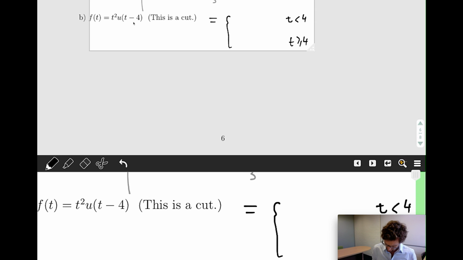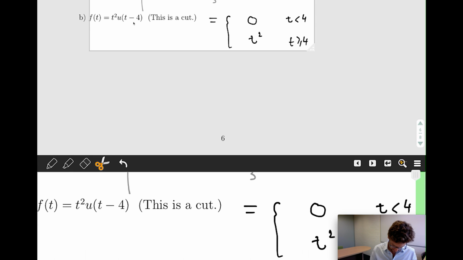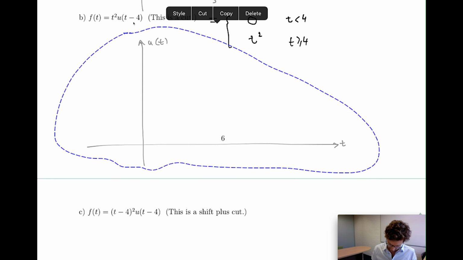So when t is less than 4, that Heaviside is 0, and so the whole function will be 0. And when t is greater than or equal to 4, that thing will be equal to 1, and so the whole thing will be t squared times 1, which is t squared. So what does this thing look like? Well, let's take a sketch of that.